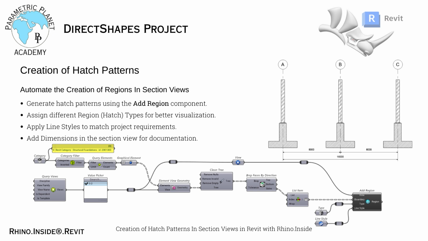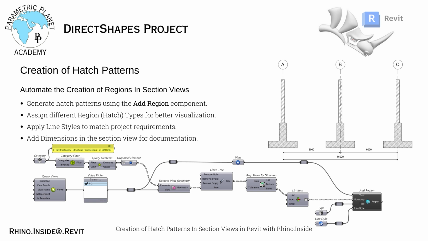In this lesson, we will focus on automating the creation of hatch patterns in section views within Revit. One of the key limitations of direct shapes is that they do not automatically generate hatch patterns like native Revit elements. To overcome this, we will create hatch regions manually using the Add Region component.